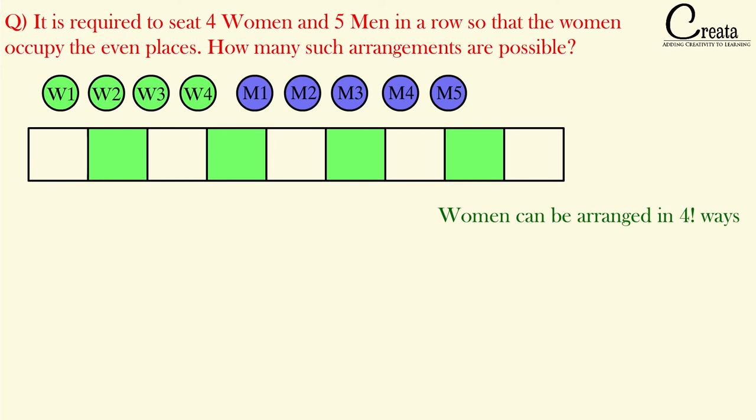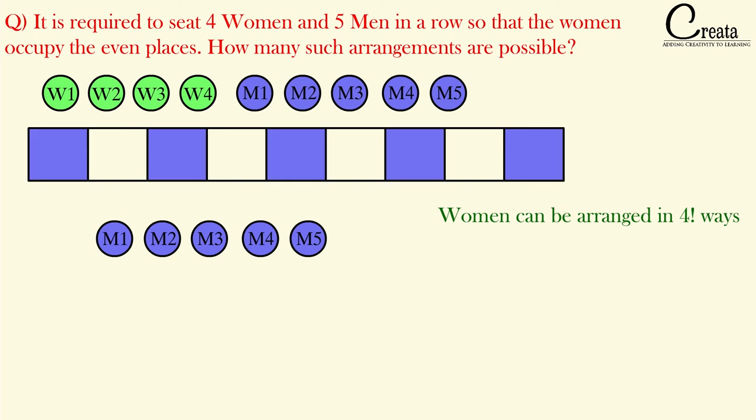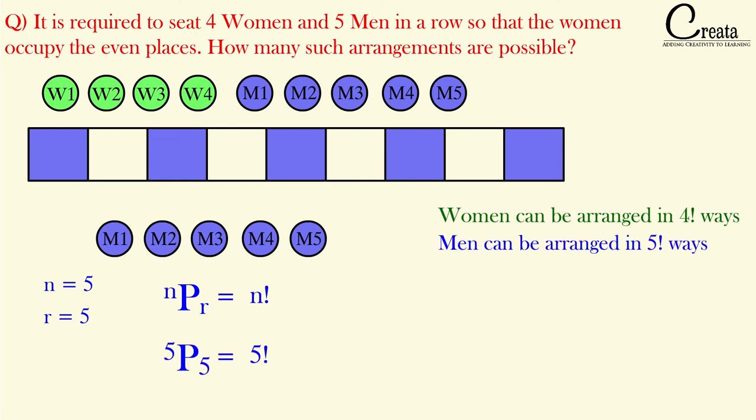Moving further, now we will find the number of ways in which we can arrange the 5 men in the remaining 5 slots. 5 men, 5 slots, that is n is equal to 5 and r equal to 5. So the number of permutations will be equal to n factorial. So the number of ways in which we can arrange the men will be equal to 5 factorial. Got it?